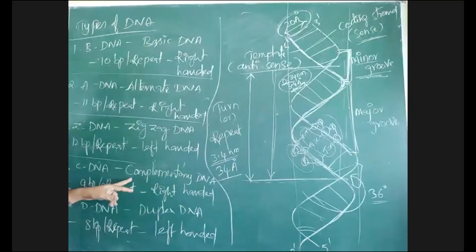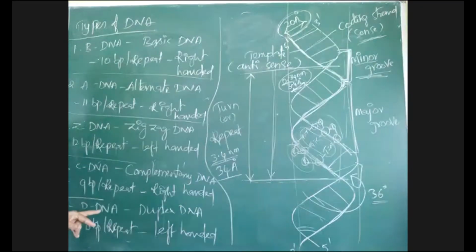cDNA is called complementary DNA. DNA which is synthesized from RNA is called complementary DNA, and it has 9 base pairs per repeat. And ddNA, which is called duplex DNA, has only 8 base pairs per repeat. These are 5 different types of DNA.